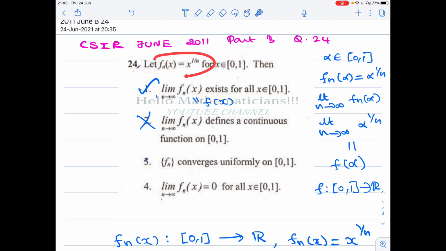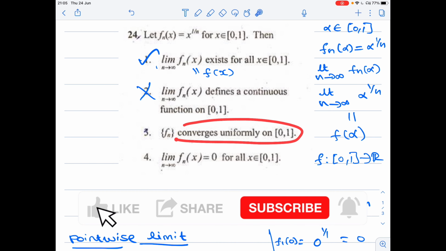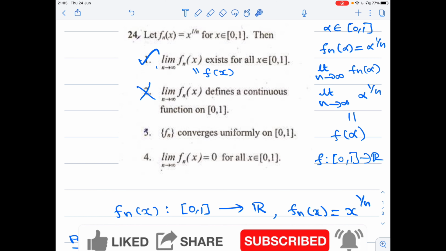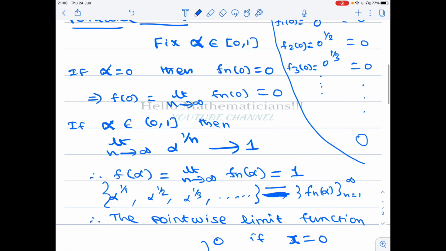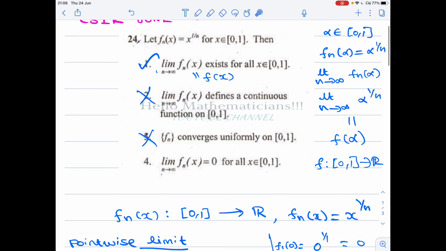So it is a sequence of continuous functions, and suppose it converges uniformly here, then the limit function also has to be continuous. So the uniform limit of a sequence of continuous functions is also continuous. Or, if a sequence of continuous functions converges uniformly to a function f, then the limit function f also has to be continuous. But we just saw that our limit function f is not continuous, therefore the convergence is not uniform. Because if the convergence is uniform, then this function has to be continuous, but this function is not continuous. Therefore, this option is wrong.